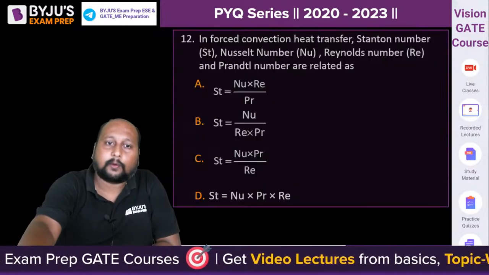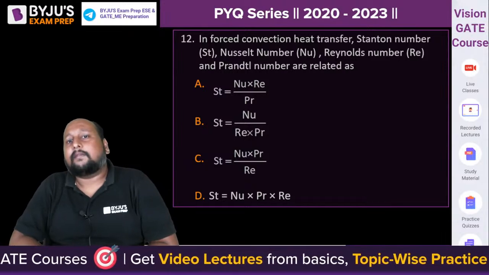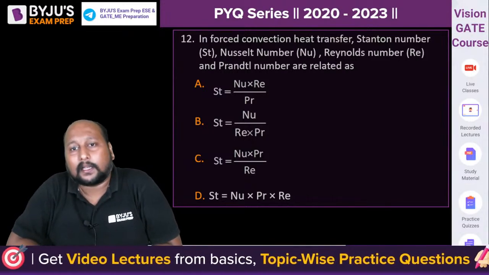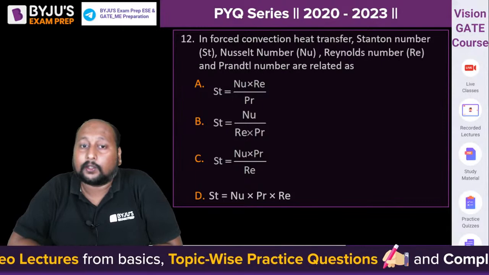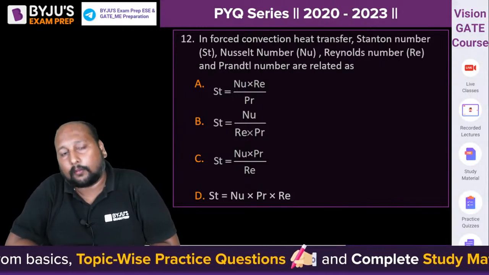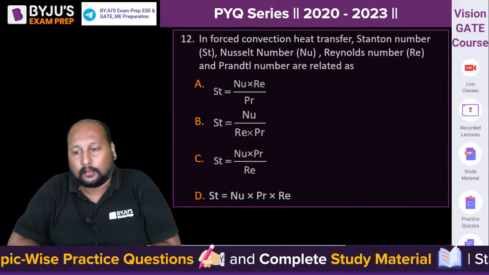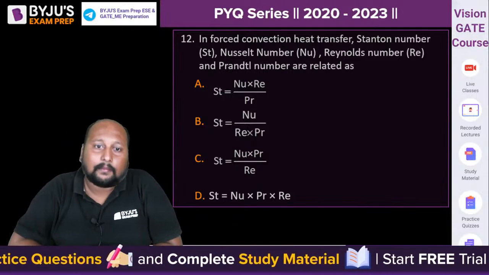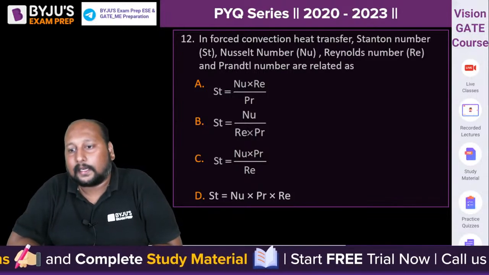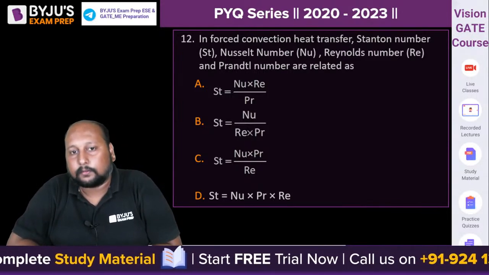Let's go to the next question, question number 12. In forced convection heat transfer, Stanton number, Nusselt number, Reynolds number, and Prandtl number are related. So which of the following is giving us the correct formulation? Again, a simple save the time, gain the marks. That kind of question.